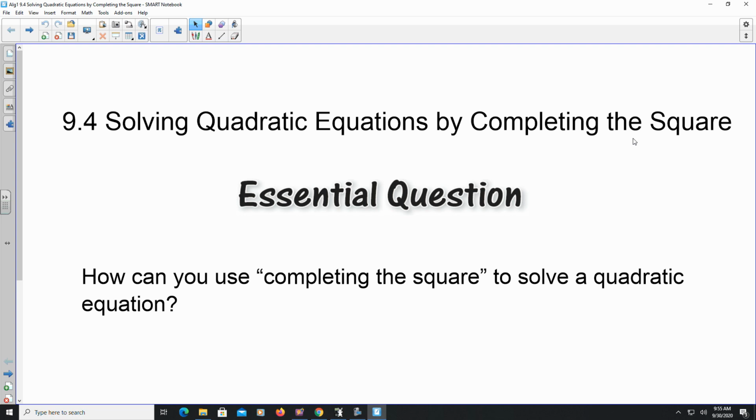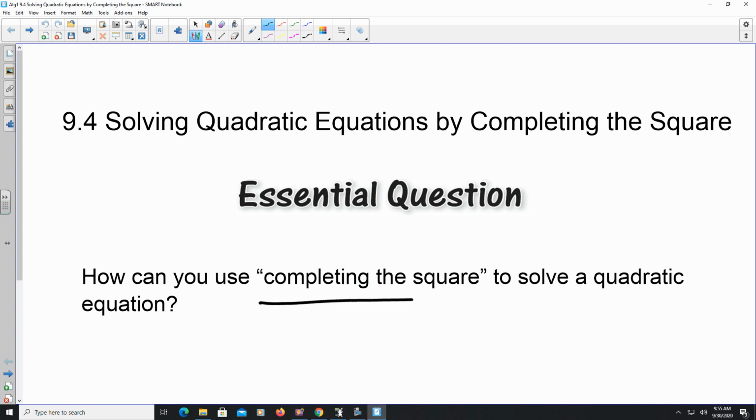So we looked at graphing through factoring. We looked at solving with square roots. The stipulation for square roots was that b had to be equal to 0. And so now today we're going to be looking at completing the square.